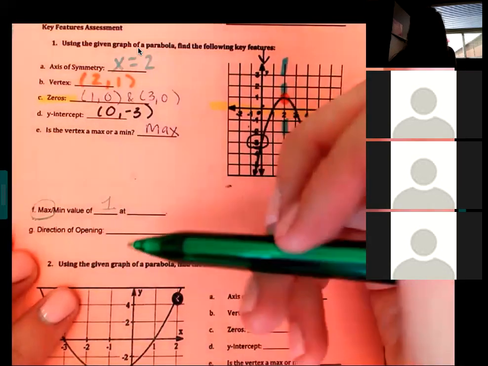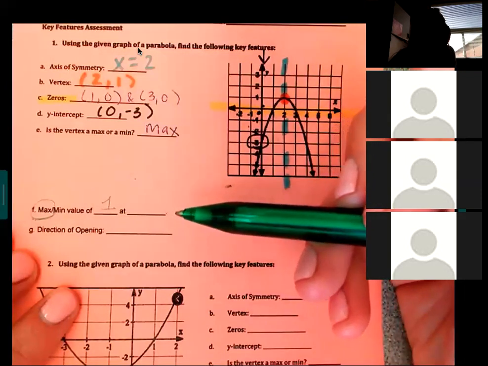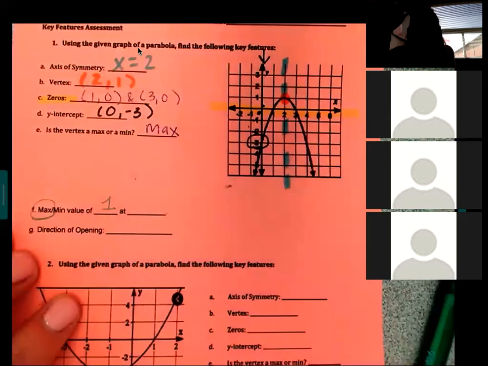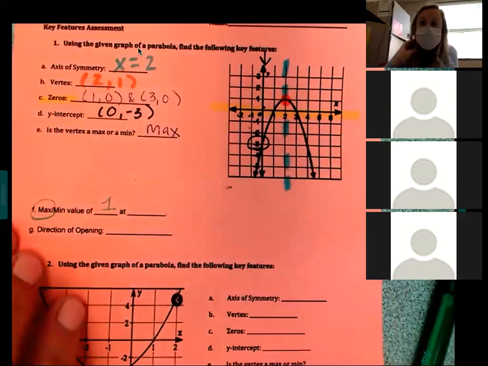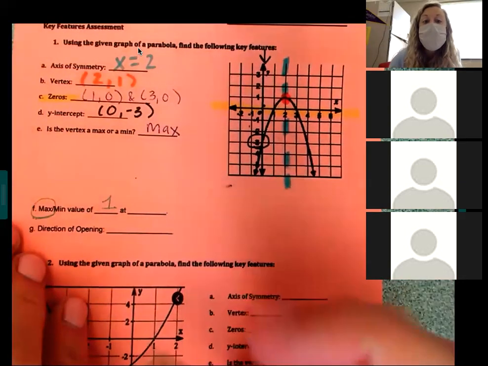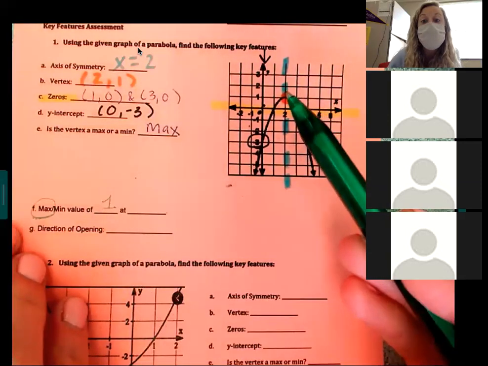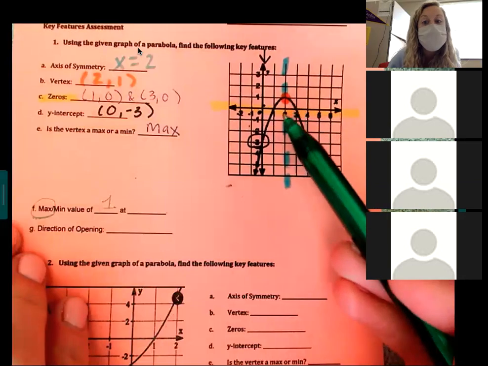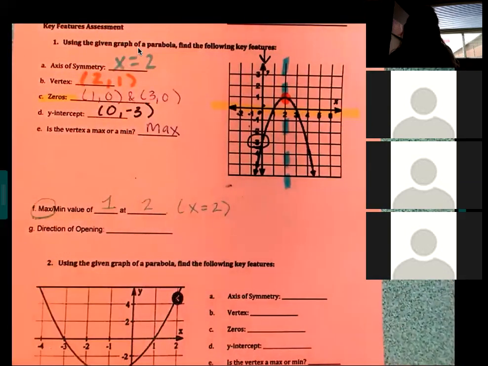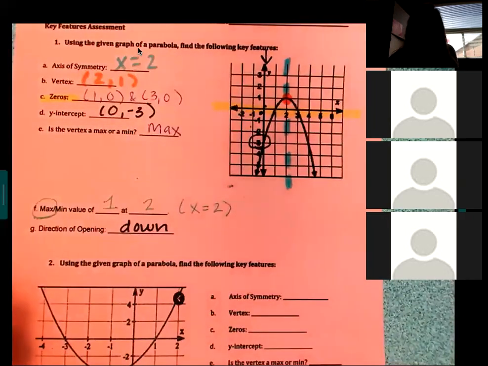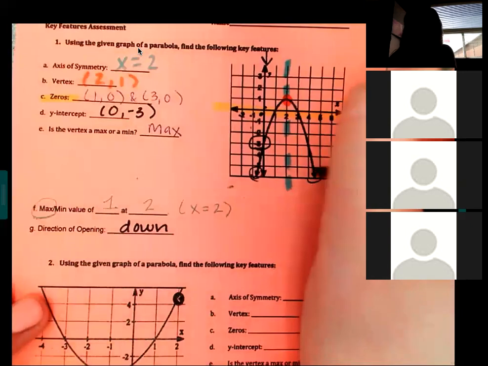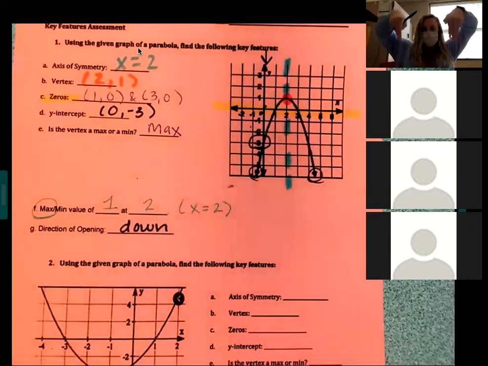Now, what do you think the next part is asking when it says at? Okay, Jordan, what did you say? Yeah, good. Okay, and other people were saying this too. So listen, the max value is 1. It reaches 1. When does it reach 1? When x is 2. So you could say at 2. You could also say at x equals 2. I'd take either of those. Very good, y'all. And then for direction of opening, I hope we all knew that this was opening downward. Look at the arrows on the ends, they're pointing down. So it starts at the top and it opens down.